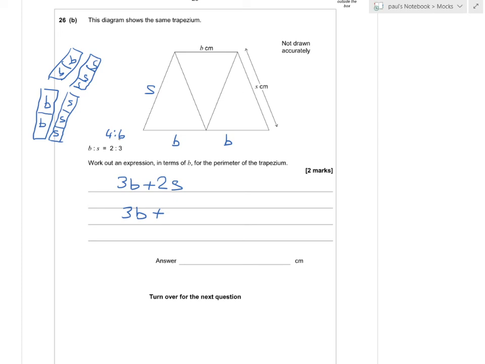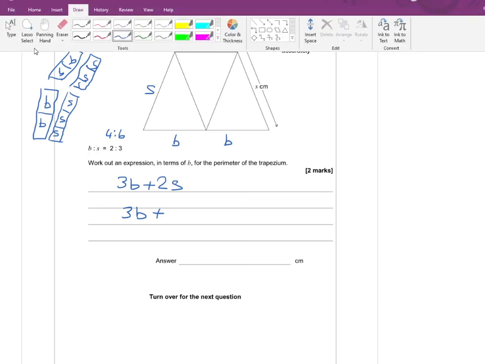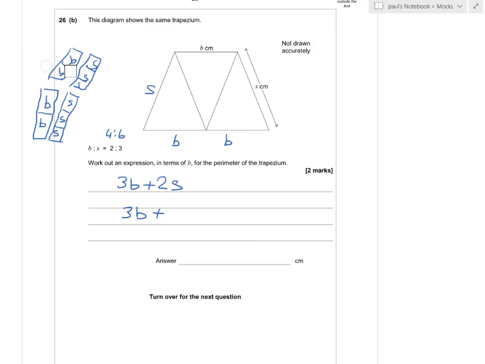So 2S is the same as 3B. 2S is the same as 3B. It's the other way around, isn't it? Yeah, it's the other way around. All that fancy little rubbish there.